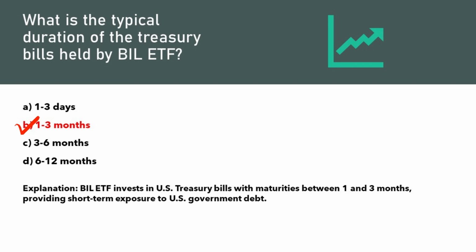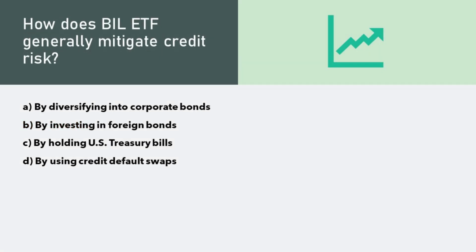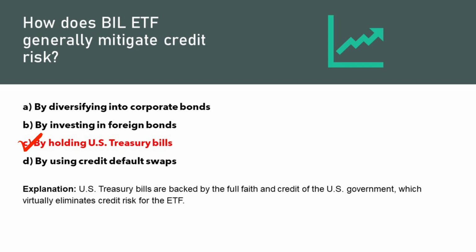government debt. How does BIL ETF generally mitigate credit risk? Answer: C. By holding U.S. Treasury bills. Explanation: U.S. Treasury bills are backed by the full faith and credit of the U.S. government, which virtually eliminates credit risk for the ETF.